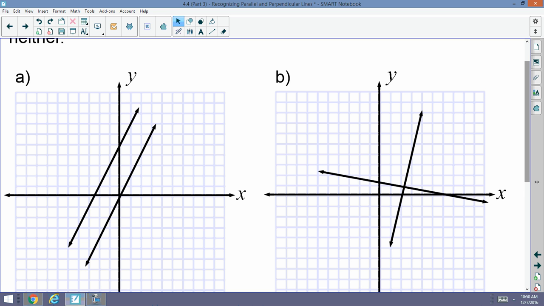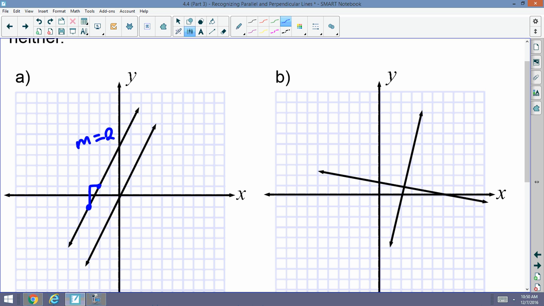So even though A, I'm pretty sure, is parallel, because it looks it, right? We cannot take it for granted. So we're going to have to actually find the slopes of each. So my slope for this first guy, I got a perfect point here, and then I got a perfect point here. So I'm going to go up 2 over 1. So this slope is 2.